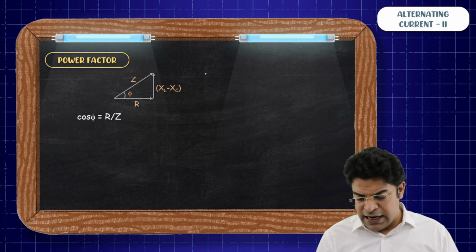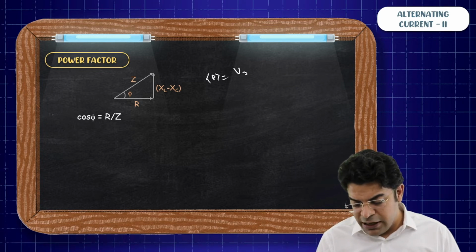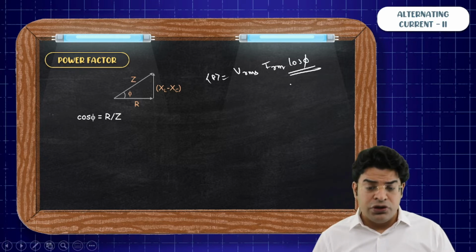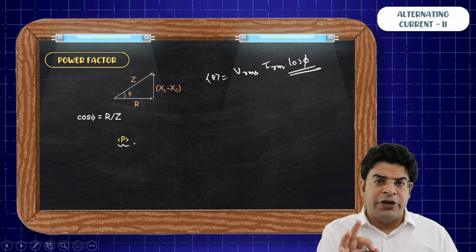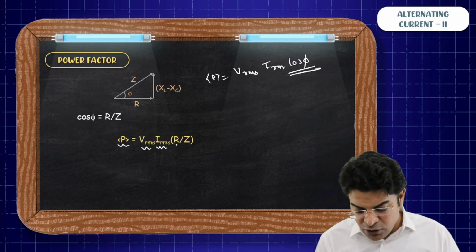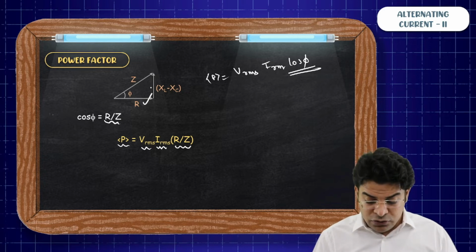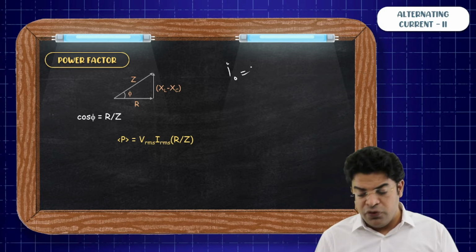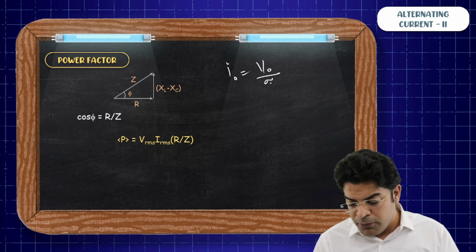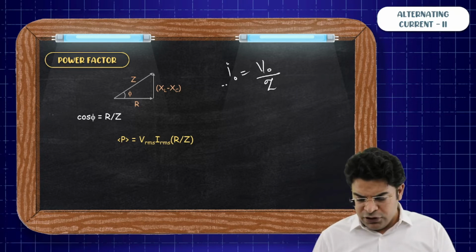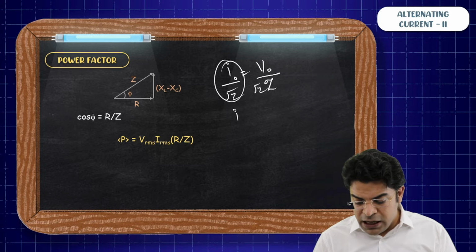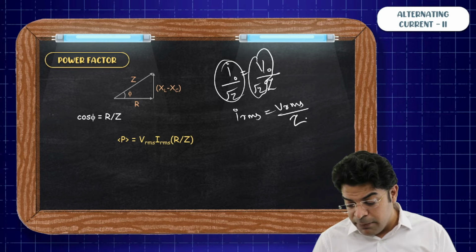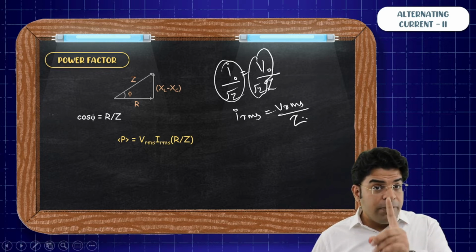We have just learned that the average power dissipated is given by Vrms into Irms into cos phi. So in place of cos phi, you can substitute R by Z. So you will say that the average power dissipated in a circuit is nothing but Vrms into Irms into cos phi, and cos phi equals to resistance upon the impedance. We have even learned that the peak current flowing in the circuit equals to peak potential drop upon the impedance. Dividing both the side with root 2, you can write this quantity to be Irms and this quantity to be Vrms. So Irms equals to Vrms upon impedance.